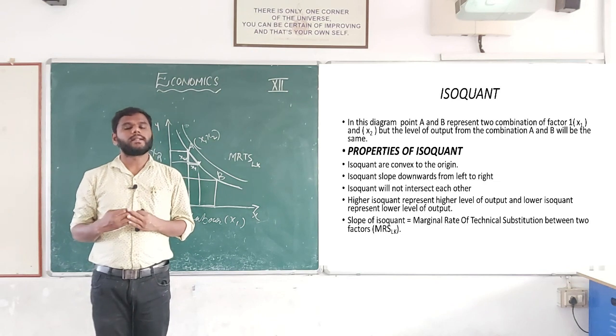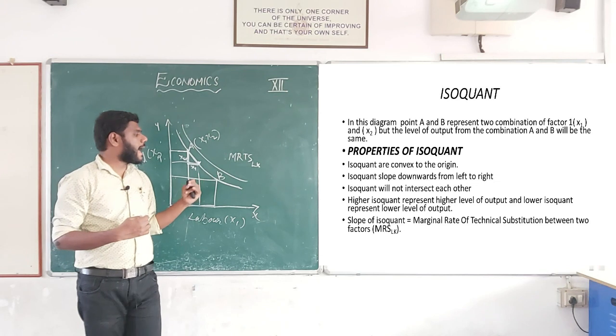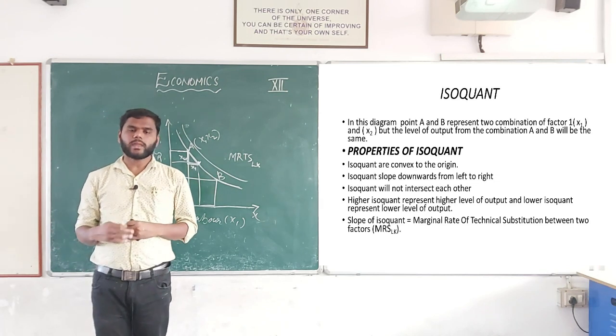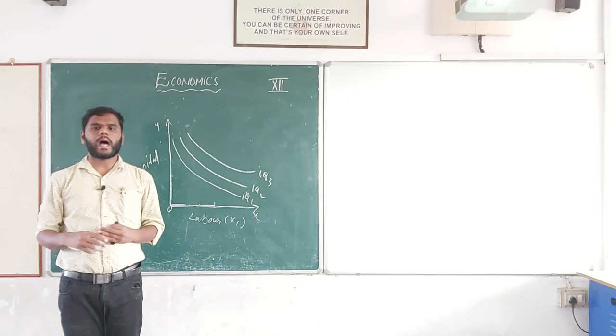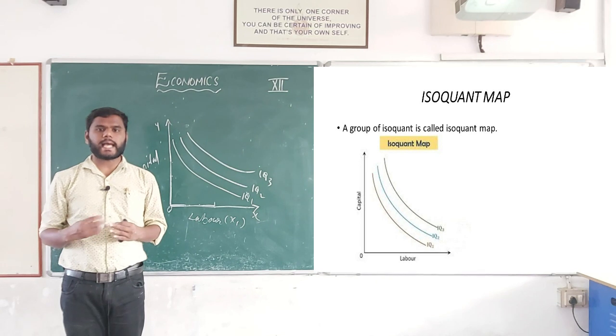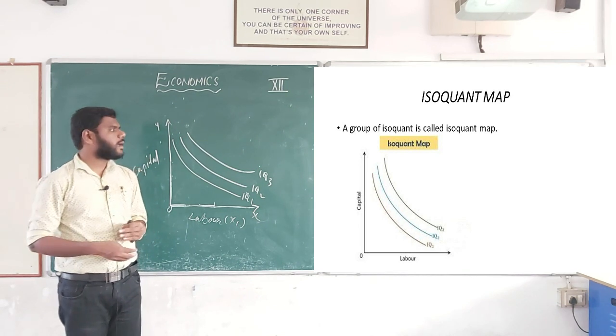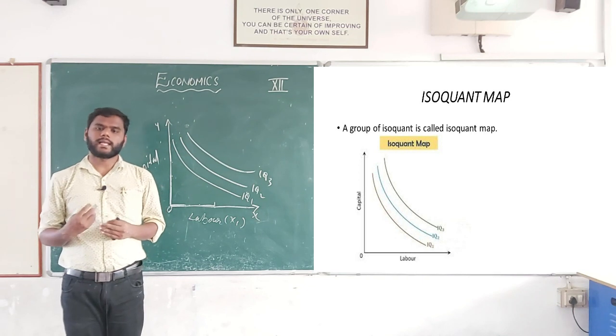MRTS. That is marginal rate of technical substitution between labor and capital. I think it is clear. See, next topic is isocount map. Next topic is isocount map. Here a collection of isocounts is known as an isocount map.